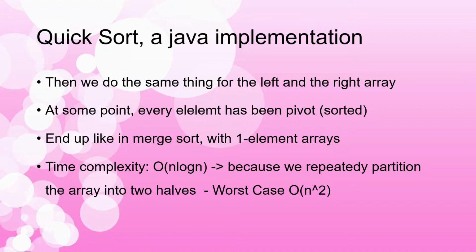We do the same thing, and at some point every element is a pivot element, which is also sorted. At the end, like in merge sort, we end up with one-element arrays. Every one-element array is a pivot element. The time complexity of this algorithm is O(n log n), because we repeatedly partition the array into two halves. In the worst case scenario, we have O(n²).